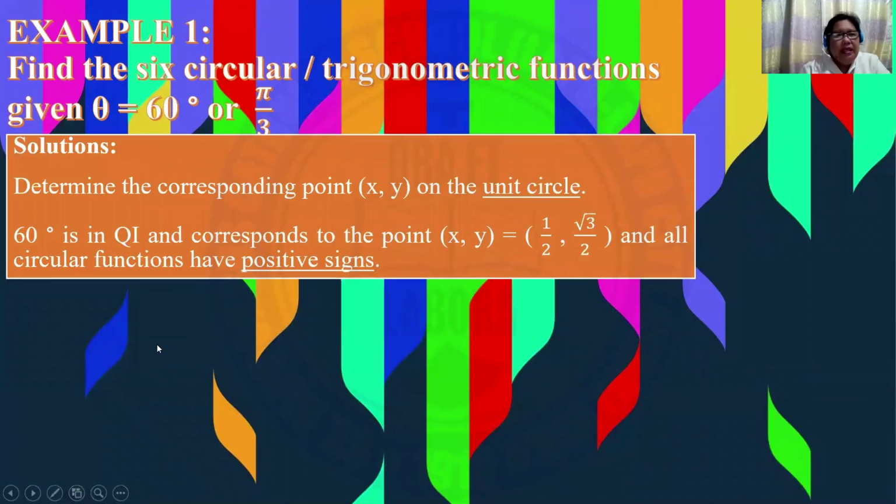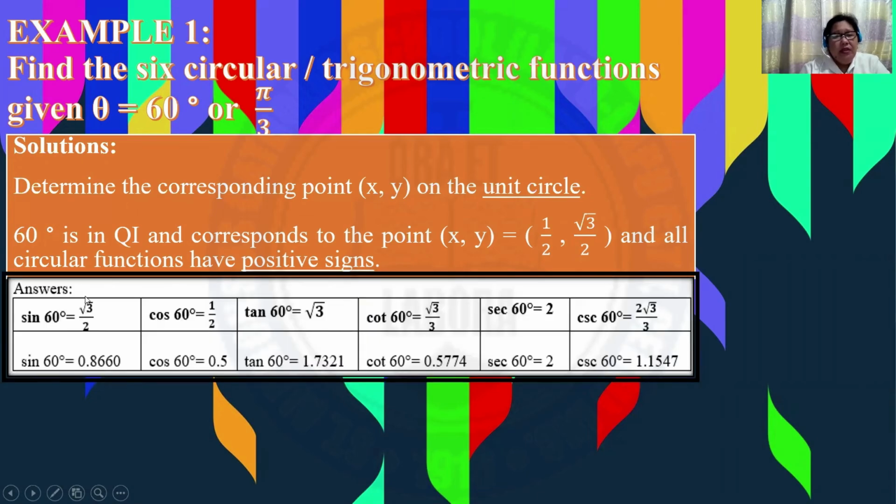Let us have now an example. Find the 6 circular trigonometric functions given theta is equal to 60 degrees or pi over 3. For the solution, you have to determine the corresponding point of the coordinates x, y on the unit circle. Now 60 degrees is in the first quadrant and corresponds to the point x, y with coordinates 1/2 and square root of 3 over 2. And all circular functions have positive signs.